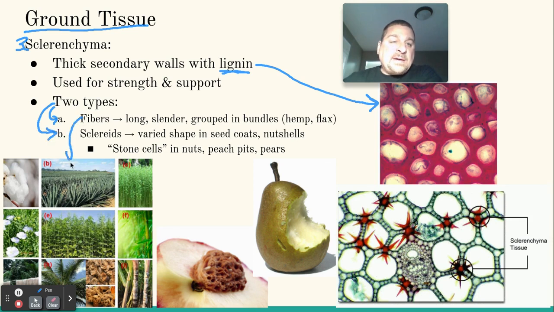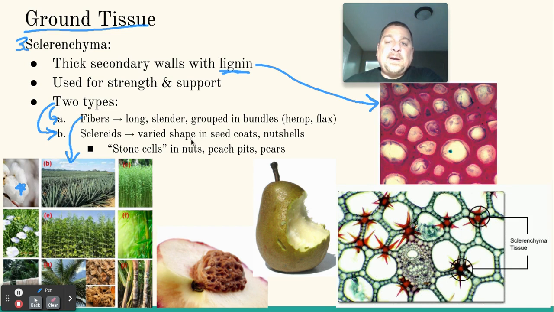Down here are some pictures of some of those fiber plants. Long, slender fibers grouped in bundles. They can be more rigid, like in hemp. Sisal, like the baler twine we use, is sisal, which they can actually take and twist and make ropes and stuff out of, all the way up to cotton. Here's cotton or flax, which would have a much softer sort of fiber that we would use for our clothes and so forth.